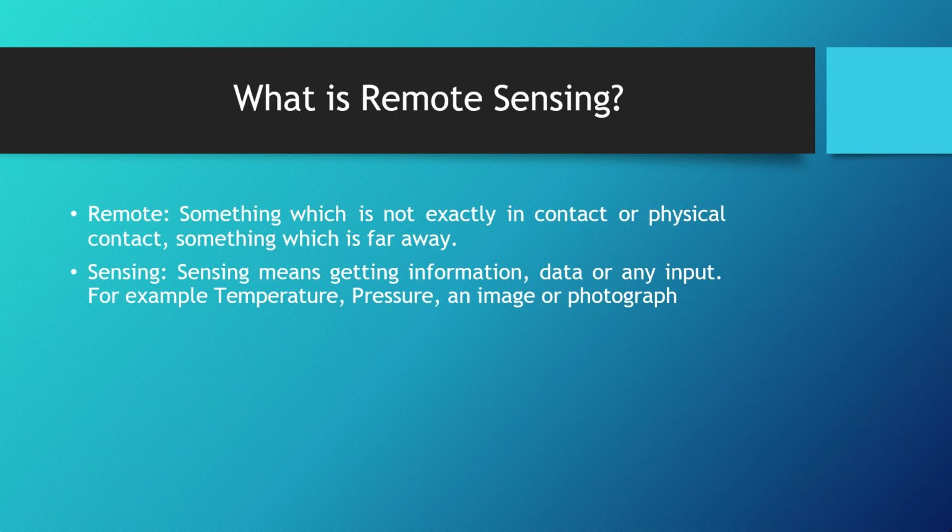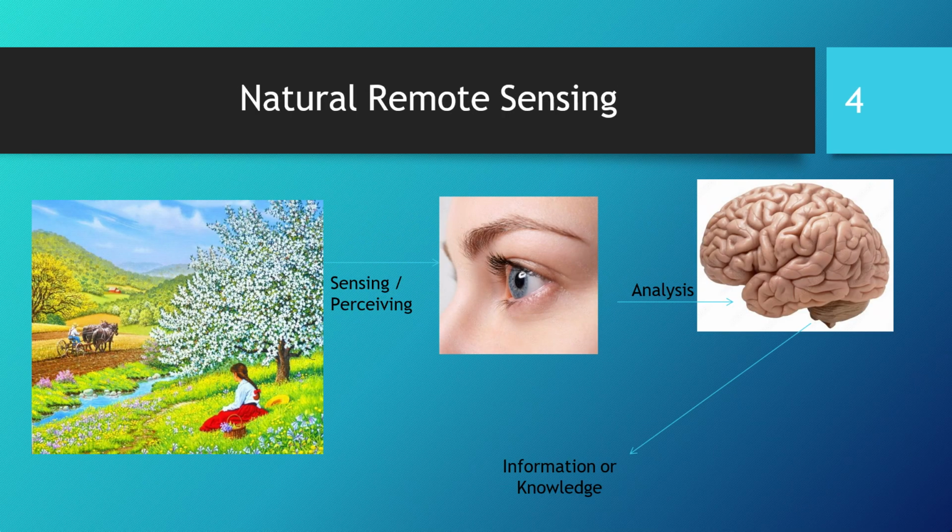The term remote refers to something that is not in direct physical contact. Sensing means obtaining information or data, such as temperature, pressure, or images. Therefore, remote sensing is the process of acquiring information about objects or areas from a distance, typically using satellites or aircraft. Natural remote sensing refers to sensing that relies on natural energy sources, primarily sunlight. The target reflects or emits radiation, which is sensed and analyzed to extract useful information. This slide shows the example of natural remote sensing.